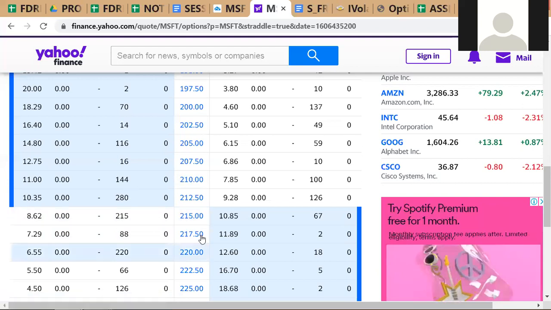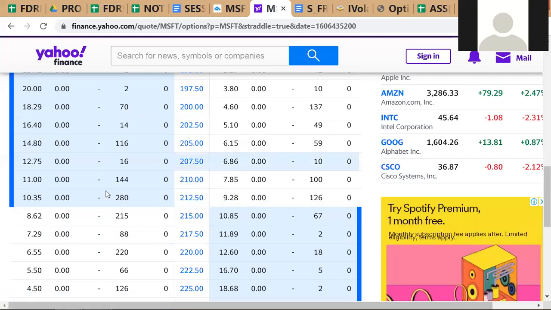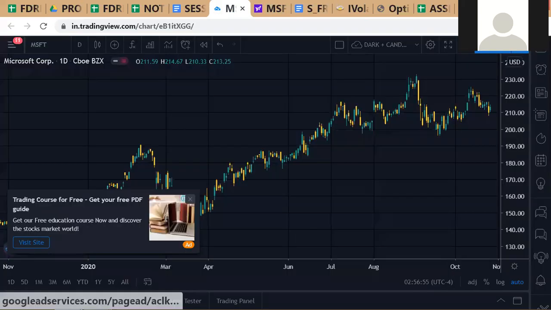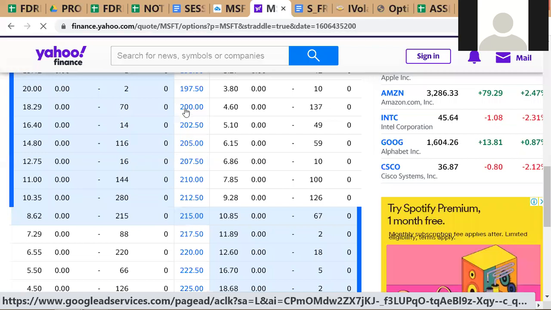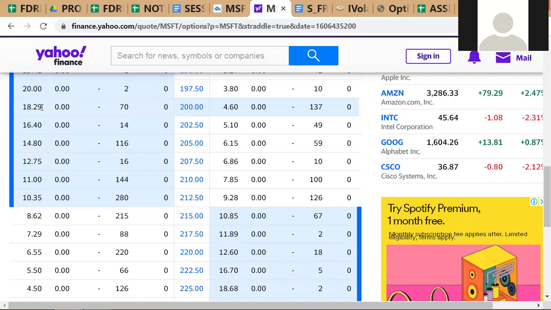So you can see that if you just look at November 27 Microsoft calls, there are many strike prices. So the dealer is going to ask you, which strike do you want? Then you have to tell him that. So you have to choose a strike. Once you choose the strike, then you are done. Let's say I choose the 200 strike. Now we know what the price is. It's 18.29, the market price.